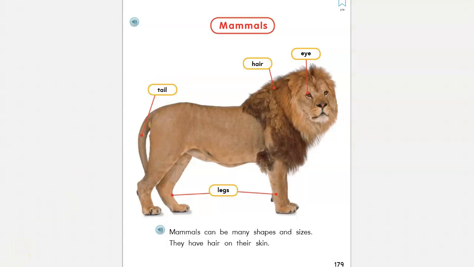What kind of animals do you think we will see in the group mammals? We see a picture of a lion, so we know that a lion is a mammal. Do you have any other guesses what kind of other animals we'll see?